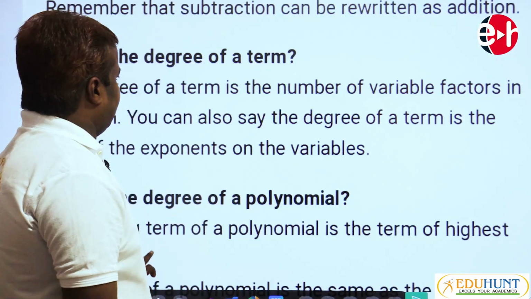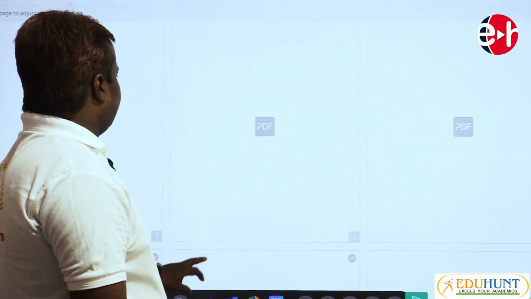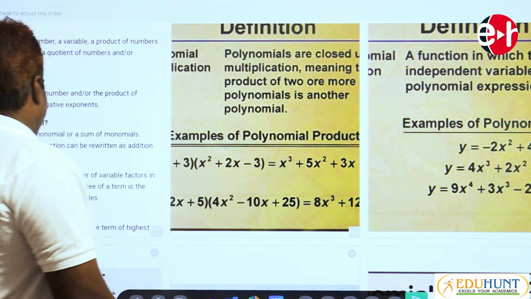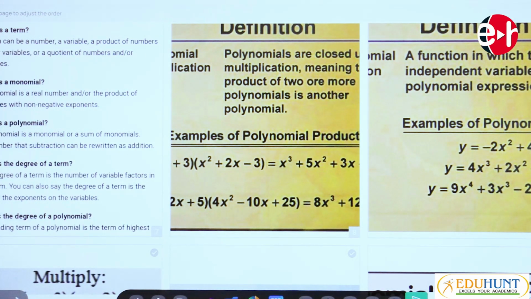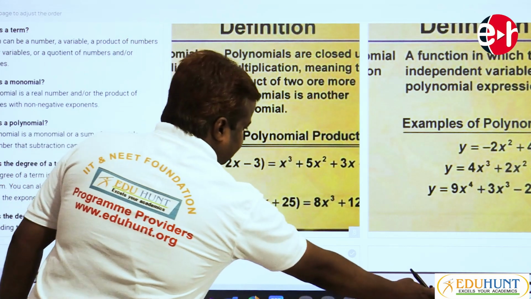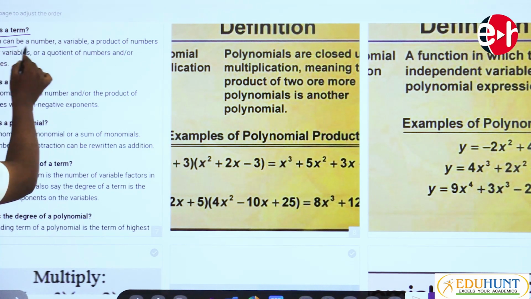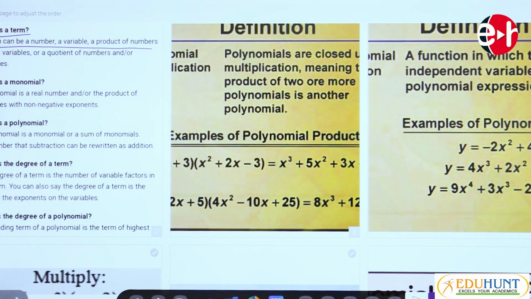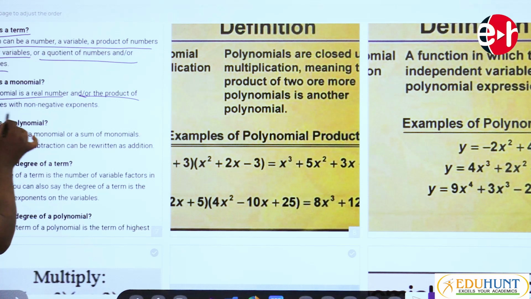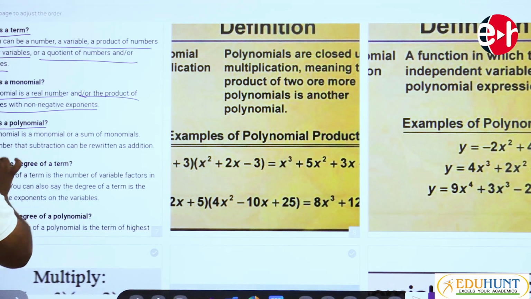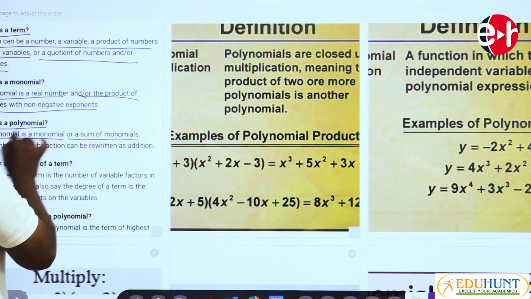Now children, next one here, what is the degree of the term? You know already the degree of the term. If you see again the definition of a term, you can see it here. What is a term? A term can be a number or a variable or a product of numbers and variables, or a quotient of numbers and variables. So what about the monomial? A monomial is a real number or a product of variables with non-negative exponents. So now what is a polynomial? A polynomial is a monomial or a sum of monomials.